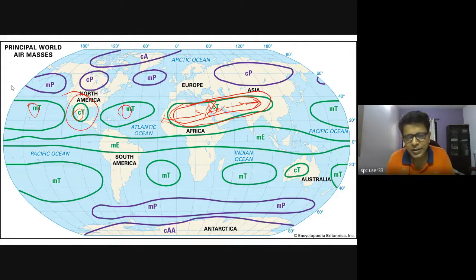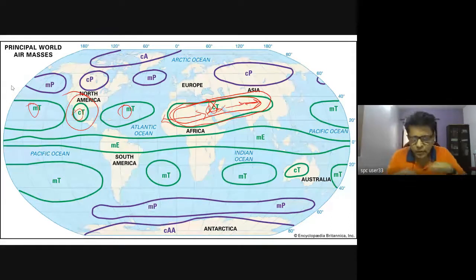We've said that it's just a large body of air, a large mass of air over a particular region. Now, how does this region need to be? What is the source region? There are some basic requirements for a particular air mass to pick up its characteristics. It should have a homogeneous surface.